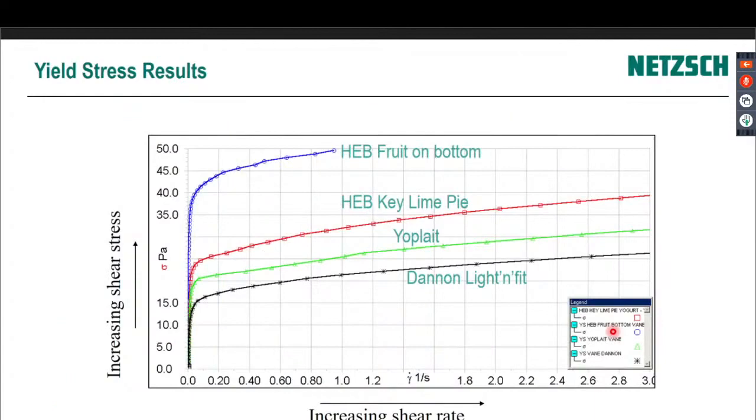This slide looks like it got out of order, but I think this is also yield stress. So as I'm increasing the stress on the sample, you can see it starts to flow, and that's the yield point there. And this black one maybe around 12 or 10, and then the Yoplait maybe around 15 or 17, and then key lime pie maybe just over 20, and then the HEB maybe 35. So this really does have a high yield stress in the blue one there.